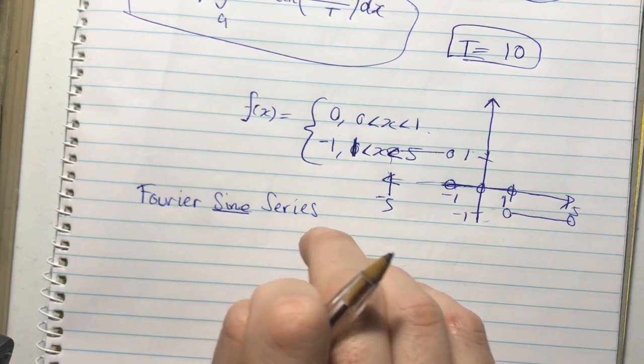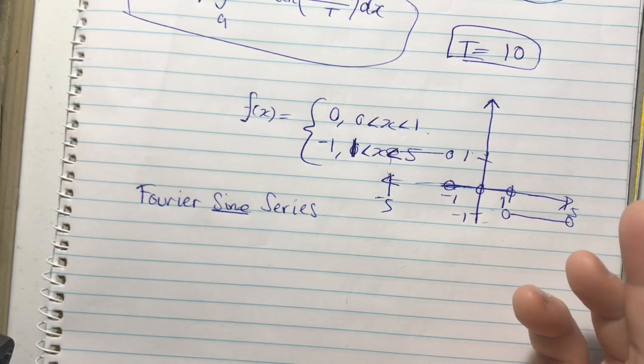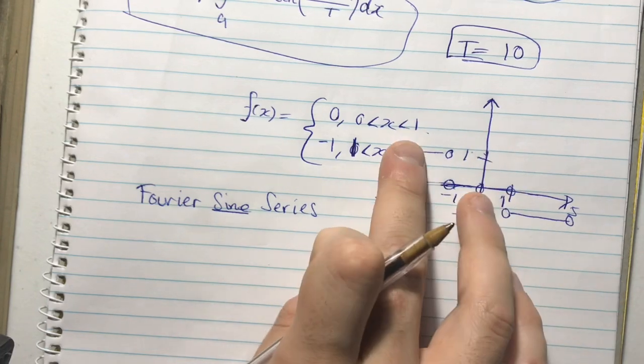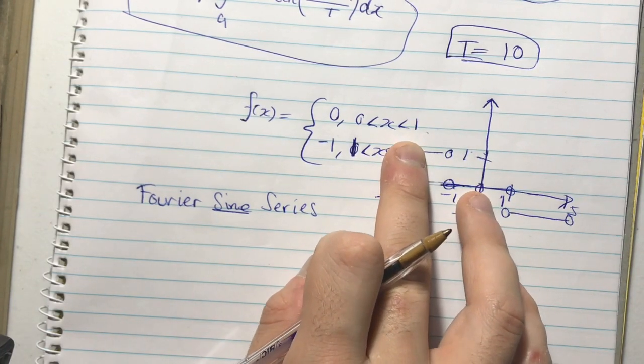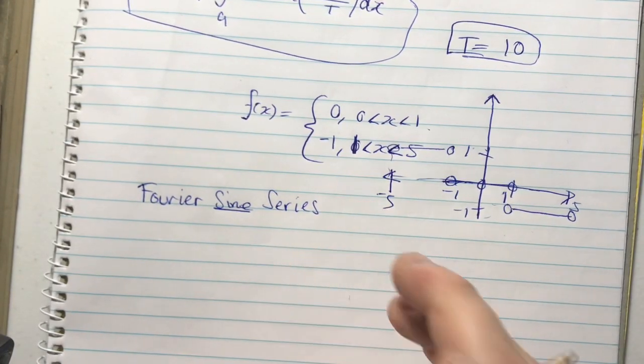If you do an, i.e. a cosine series, Fourier cosine series, you would have to find an. But in the Fourier sine series, you don't. You don't need it.